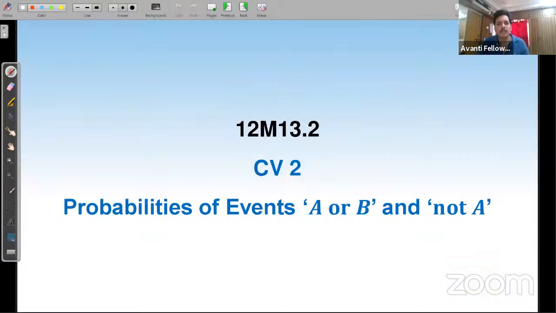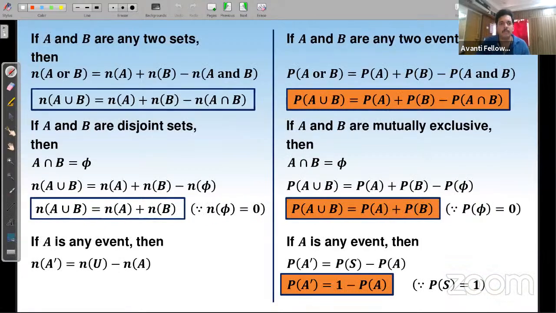So now you just see A or B and A. Here the formula is there. 3 formulas are there.